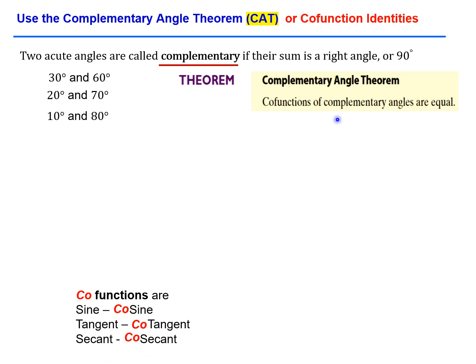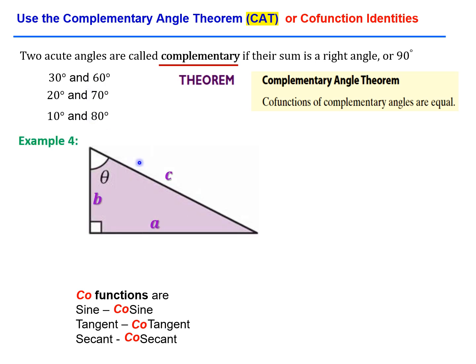So now, just to complete this theorem of CAT, or complementary angle theorem, since we already know the cofunctions and we already know the complementary, let's draw a right triangle. So suppose we have a theta and the sides A, B, and the hypotenuse is C. So this is a right triangle because there is a right angle here. So we can see that the side opposite to theta is this A. So this is opposite of theta. So if this is the opposite of theta, this is the adjacent to theta, which is the B.